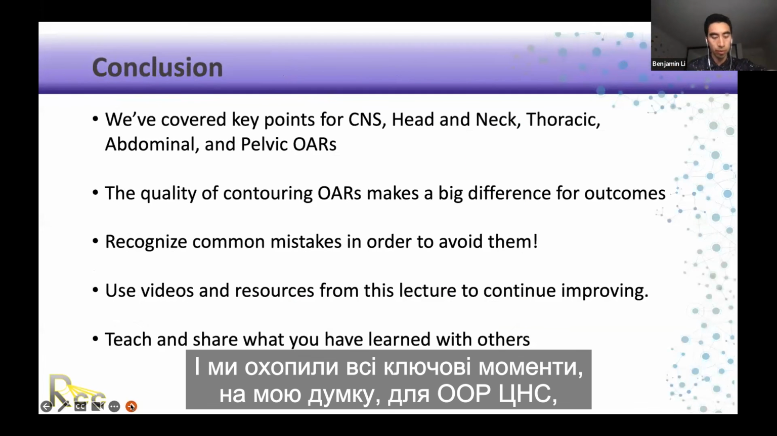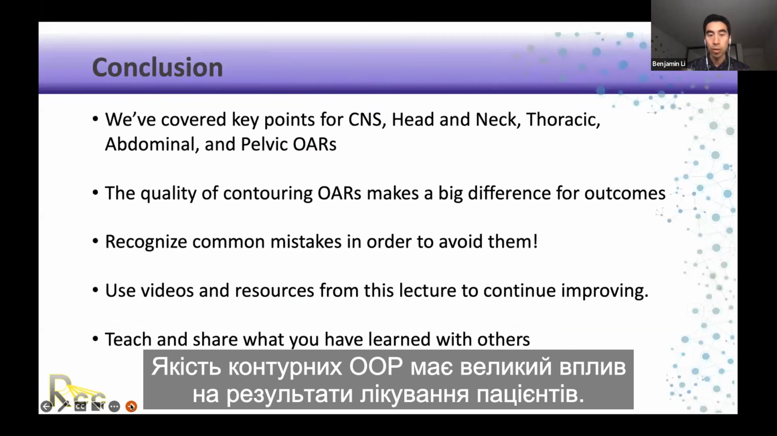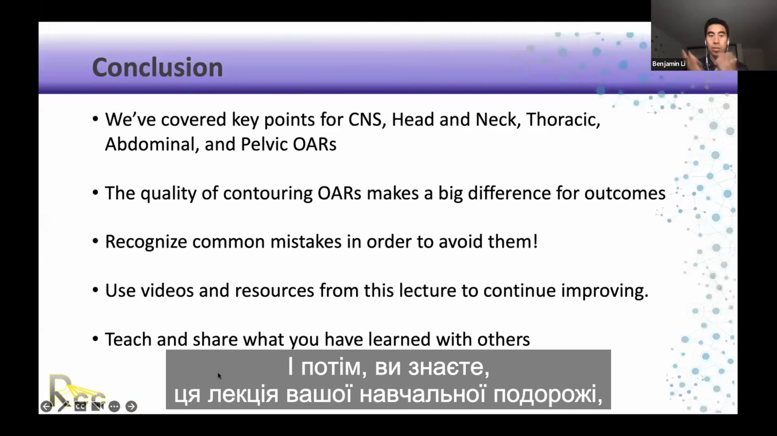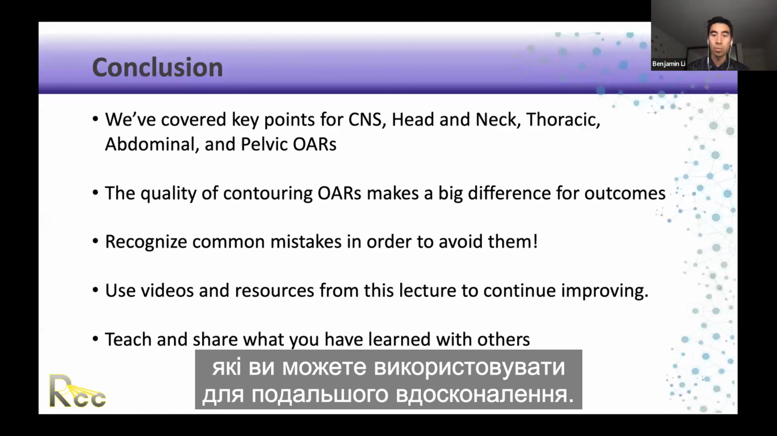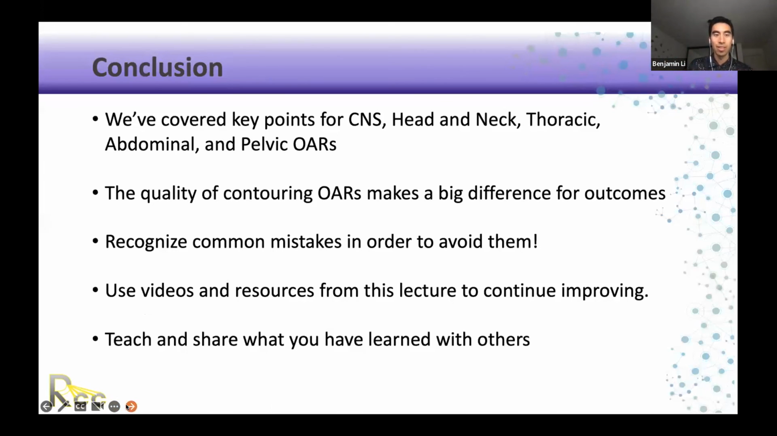And we've covered all the key points, in my opinion, for CNS OARs, head and neck, thoracic, abdominal, and pelvic. Quality of contouring OARs makes a big difference on patient outcomes. Be able to recognize common mistakes, that way you can avoid them. And then this lecture is just the beginning of your learning journey, but there are a lot of videos and resources from this lecture that you can use to continue improving. And I hope that you can teach and share what you've learned from this with others.